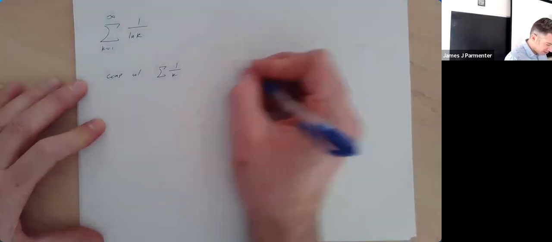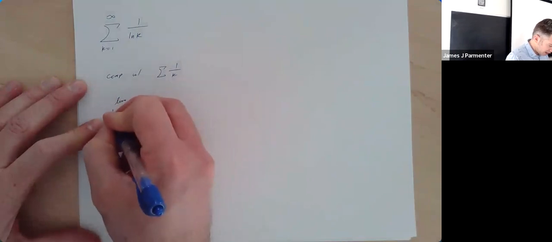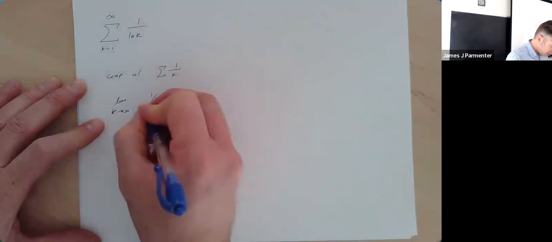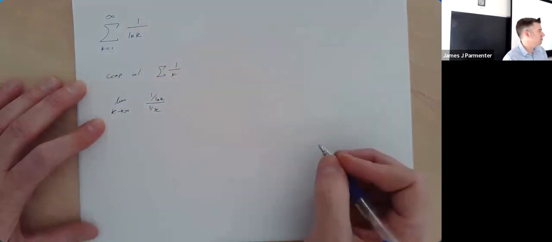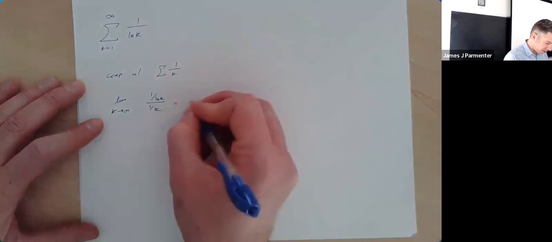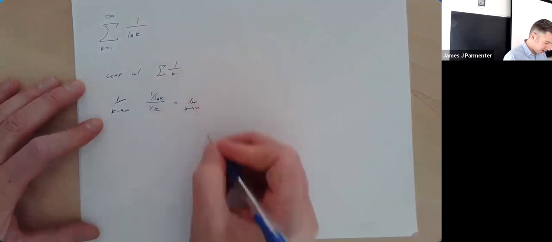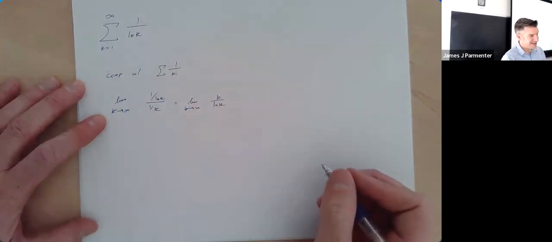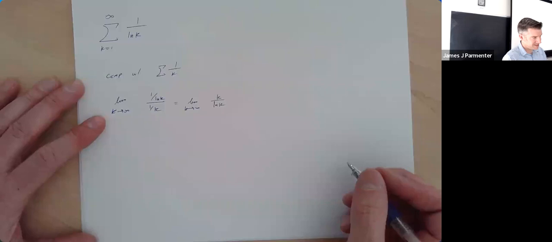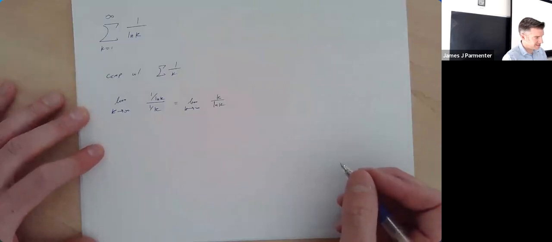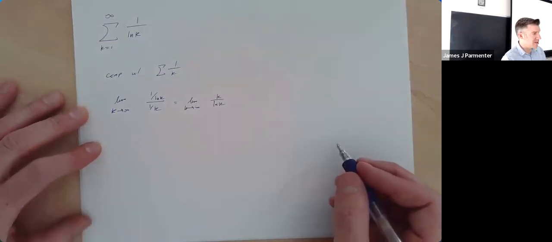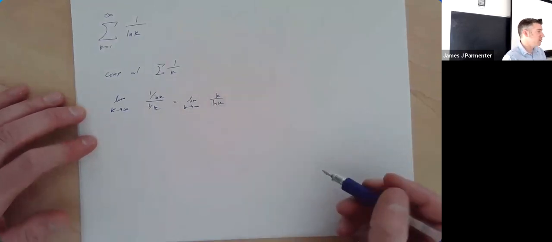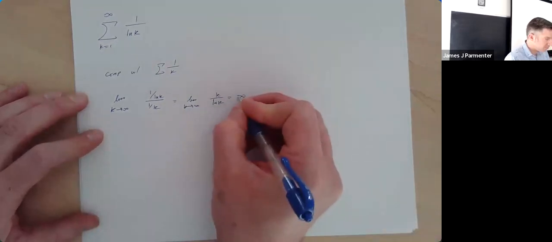If we do this, the limit as k goes to infinity of the unknown over the known, oh, this is totally going to work out. We're going to get the limit as k goes to infinity of k over the natural log of k. And what is that limit? Which one's bigger? Is the top bigger or the bottom bigger? Right, k, so this limit is infinity.